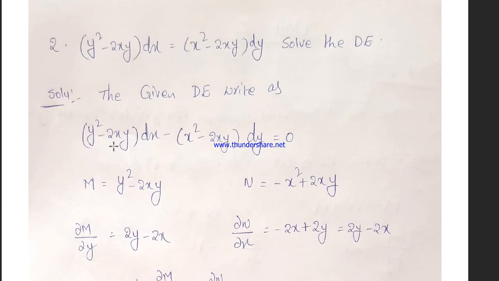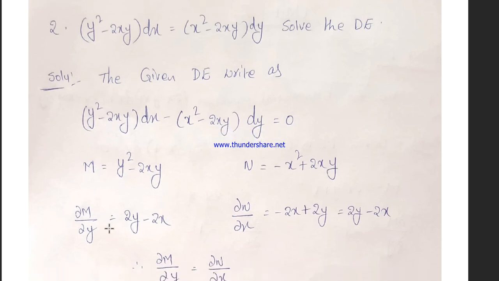So I write M is equal to y square minus 2xy. N is equal to minus of (x square minus 2xy), because we are comparing with M dx plus N dy. So here, multiplying with the minus, N is minus x square plus 2xy.